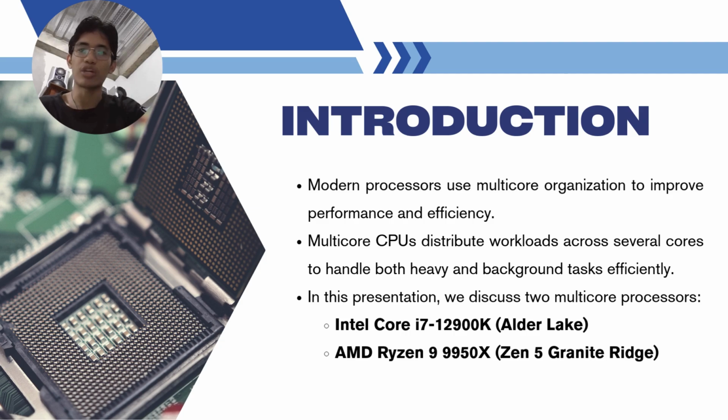In this presentation, we will show two real examples of how multi-core architecture is used in current processors. We will discuss two multi-core processors, which are the Intel Core i7-12900K and AMD Ryzen 9 9950X.